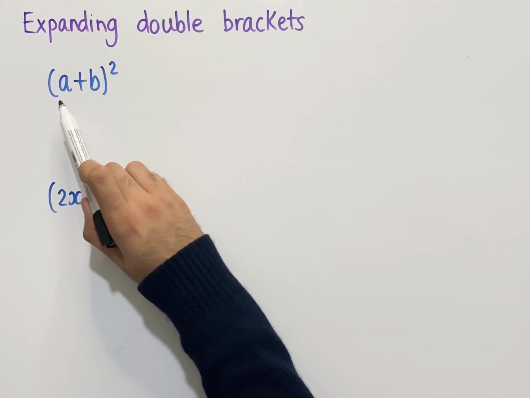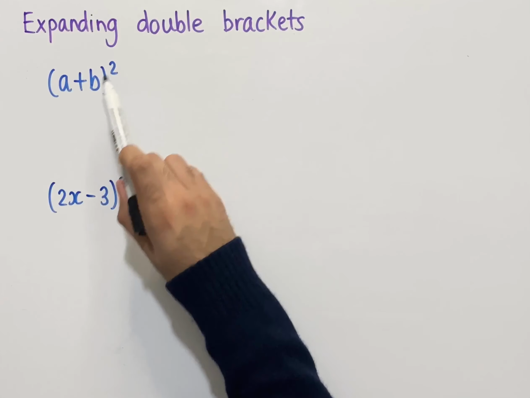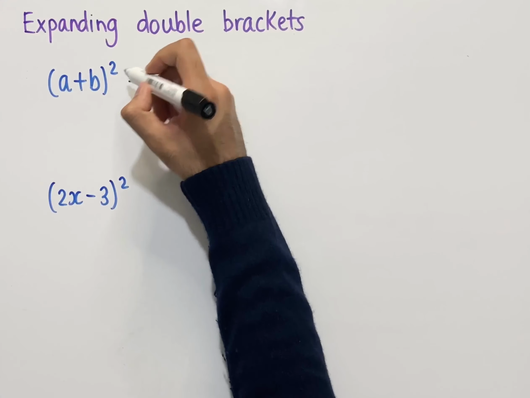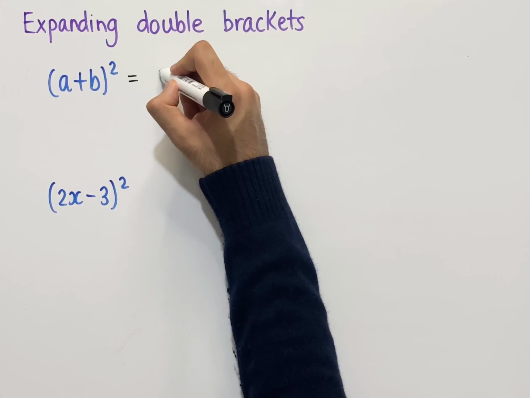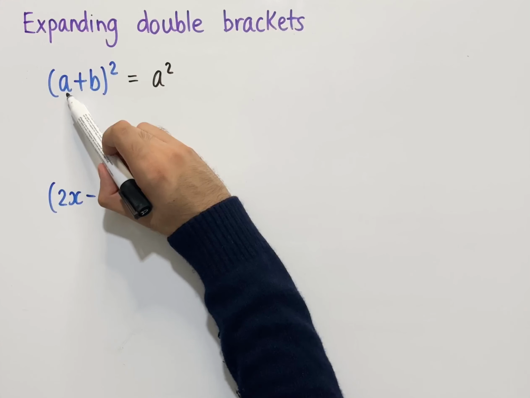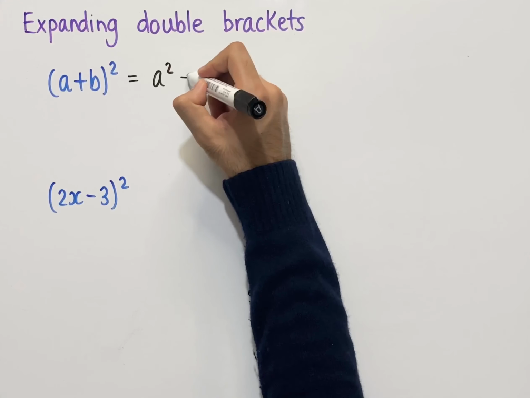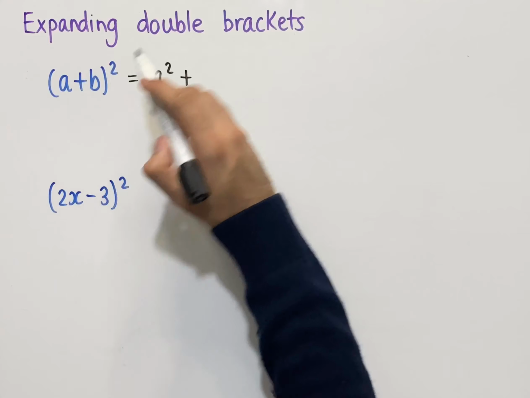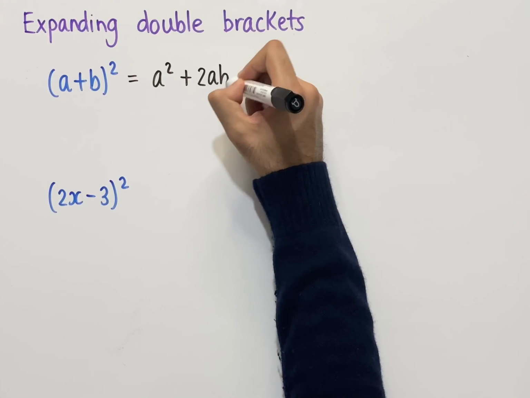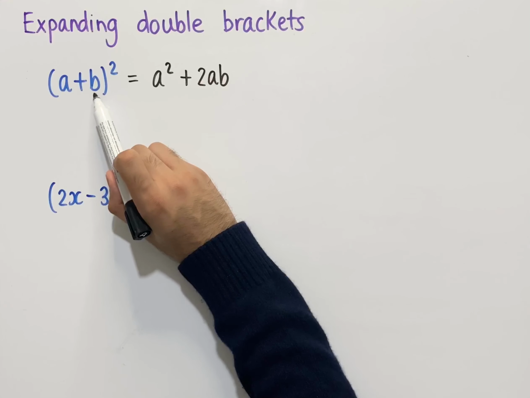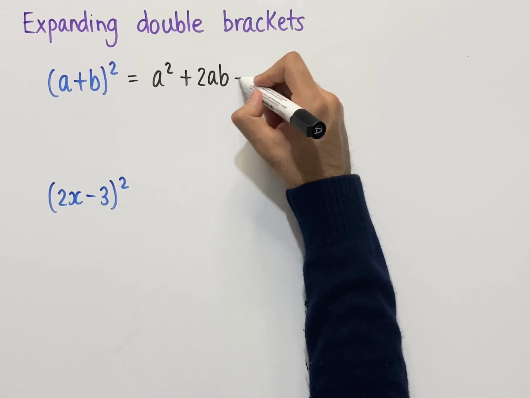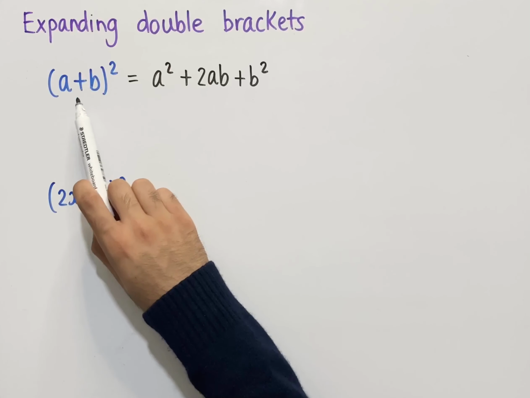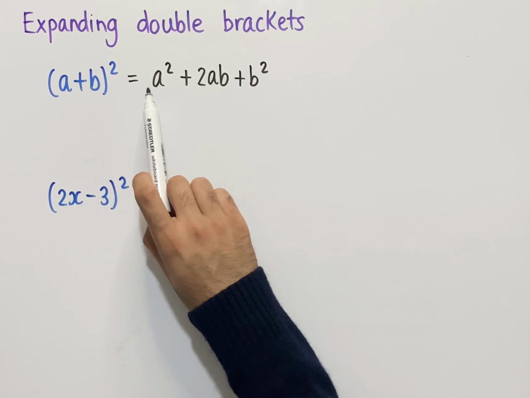Now more generally, if we have two terms in brackets that are squared, we can use the following to expand very quickly. So a plus b all squared is the same as a squared, so that's the first term, we square it, plus the two terms inside, so a times b multiplied by 2, so 2ab, plus the second term all squared, so that's b squared. So generally, whenever we have two terms inside a bracket and we're squaring, we can use this method.